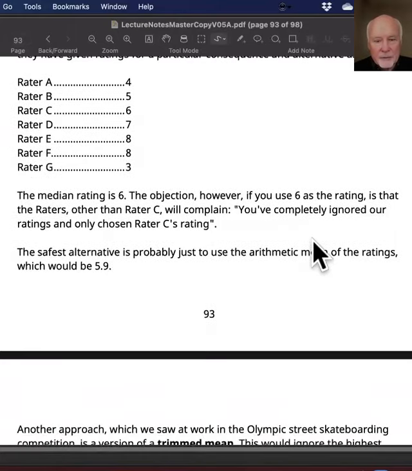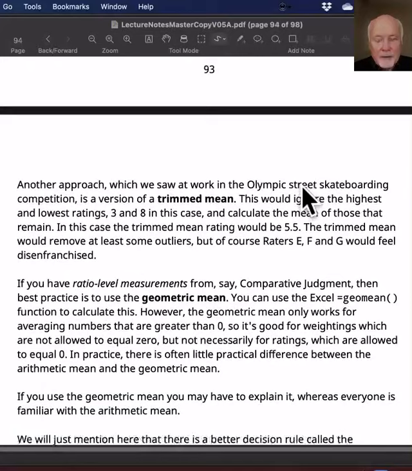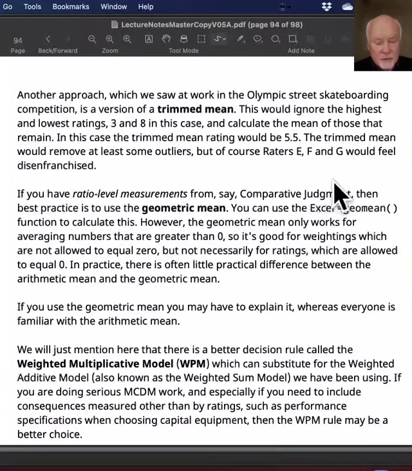So the most common thing people probably do is they just use the arithmetic mean. There's another approach, and this is one we saw with the Olympic skateboarding scoring thing. This is a version of a trimmed mean. So what that means is that you chop off the highest and lowest ratings, typically, and then you calculate the arithmetic mean of what's left. That can have some advantages, but it still has the problem that there are going to be some people who may feel disenfranchised because their ratings have been left out, have not been taken into account. So you'd need to be careful about when you use that.